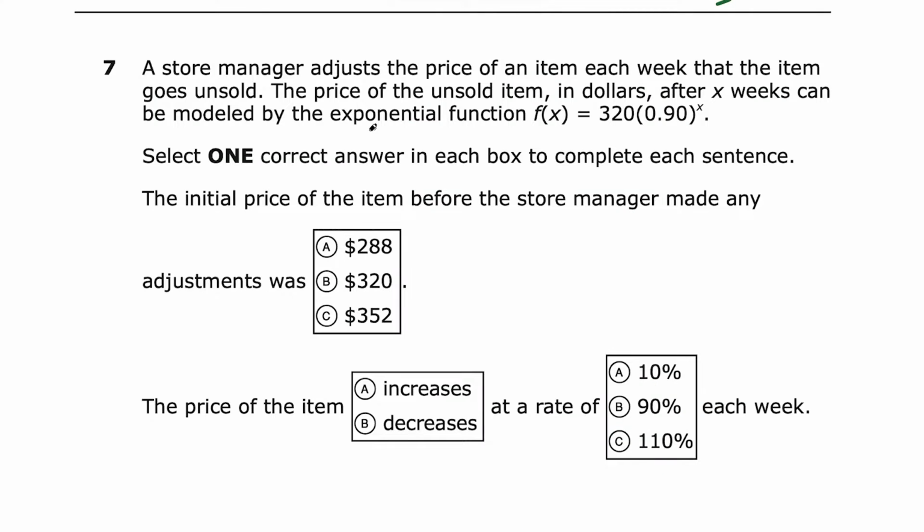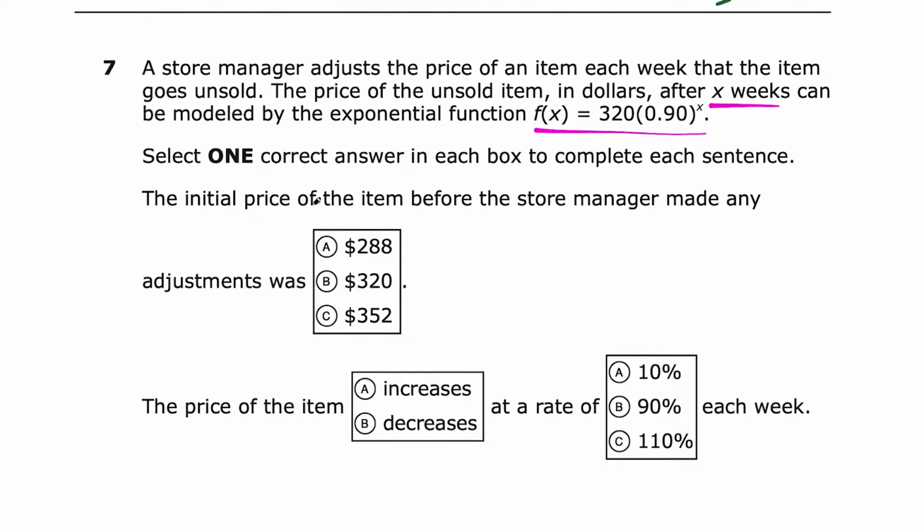Question 7, we have a store manager adjust the price of an item each week that the item goes unsold. And the price of the unsold item in dollars after x weeks can be modeled by the exponential function f of x is equal to 320 times 0.90 to the x power. And we have to select one correct answer in each box to complete each sentence.